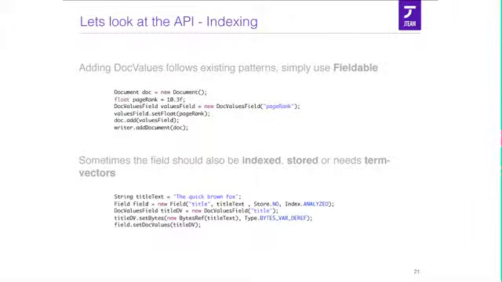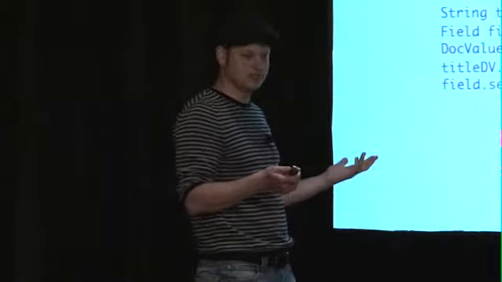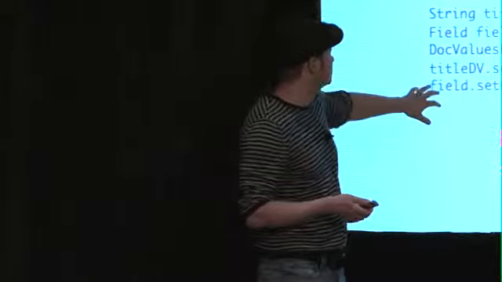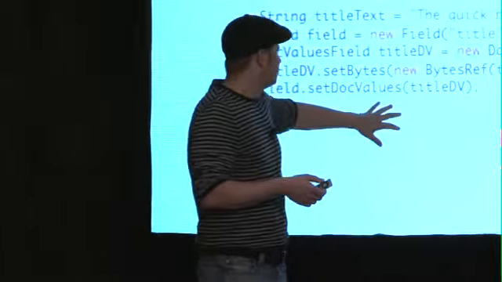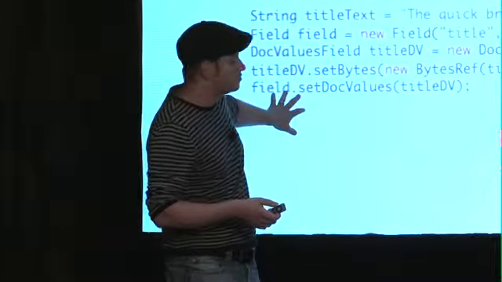For adding column-stride fields to a document or a field, it's pretty simple. There's a dedicated field called DocValues field, where you can just put a float or a long or an integer or byte array into that field, put it in a document and index it. If you need to store it or need to index the actual value, you can also add that to an existing field. So you just take the DocValues field and set it to the field.